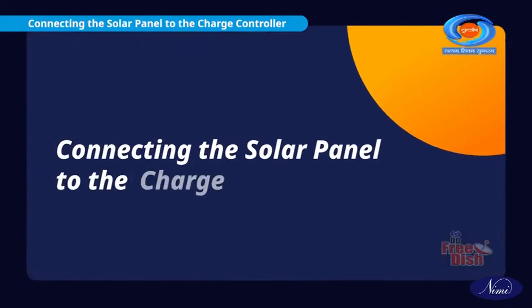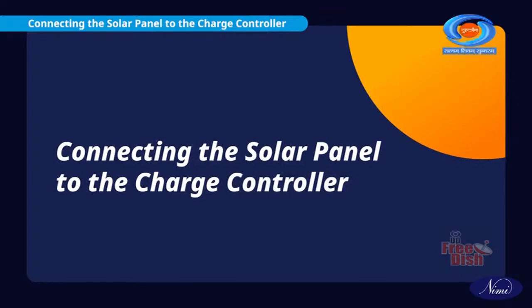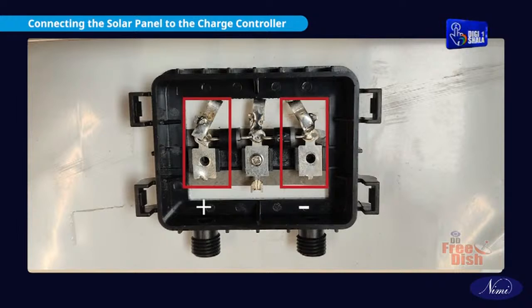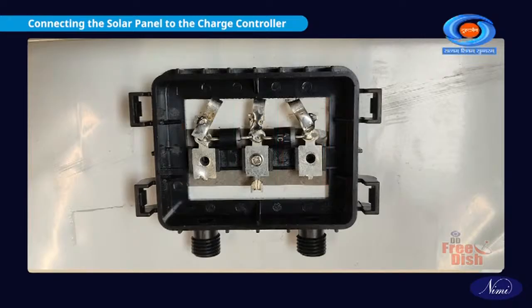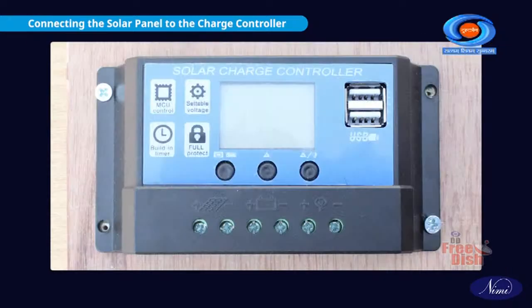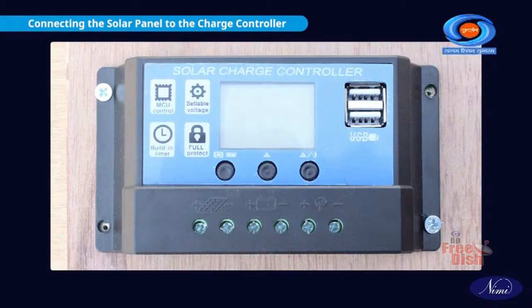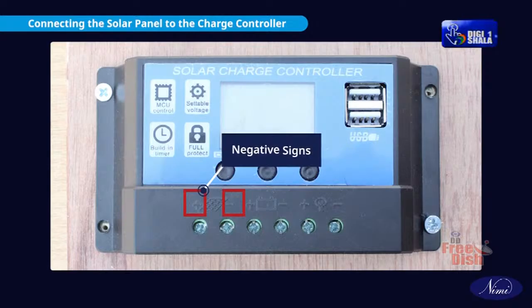Identify the terminals on both the solar panel and the charge controller. The solar panel typically has 2 wires coming out of it, one positive and one negative. The charge controller also has terminals labeled for solar panel connection, often marked solar or PV with positive and negative signs.